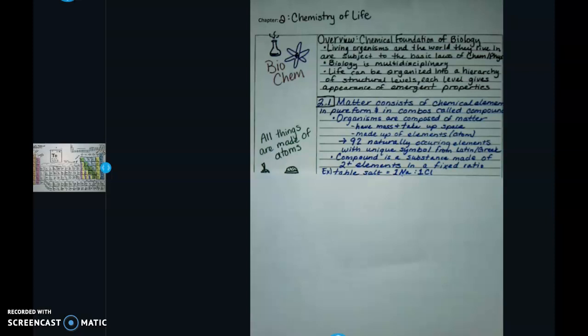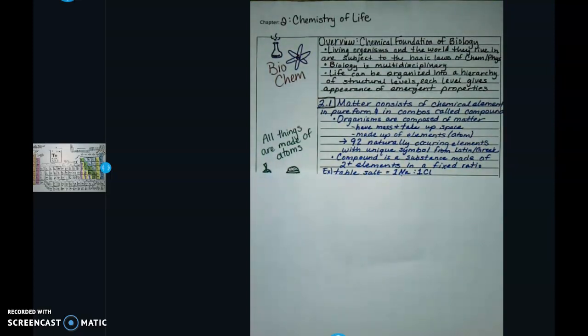When we say you are what you eat, we literally mean the food that you put into your body is broken down into its elemental form and reassembled into the molecules that make you who you are. There are 92 naturally occurring elements. They each have their own unique symbol that come from their Latin and Greek origins.